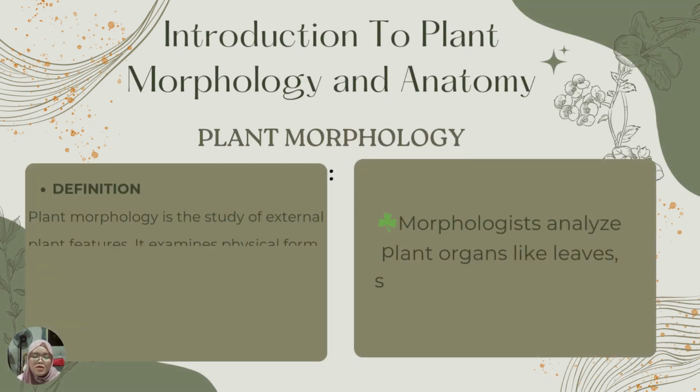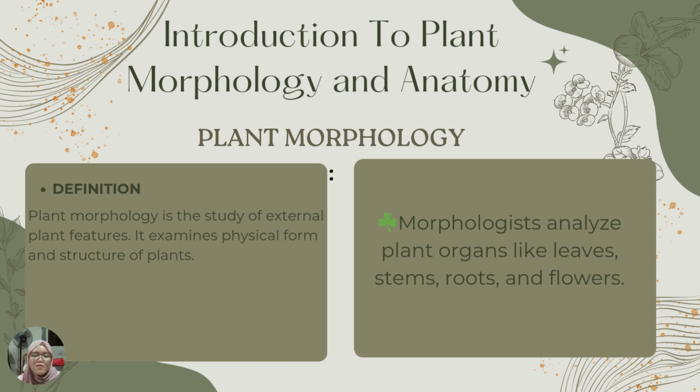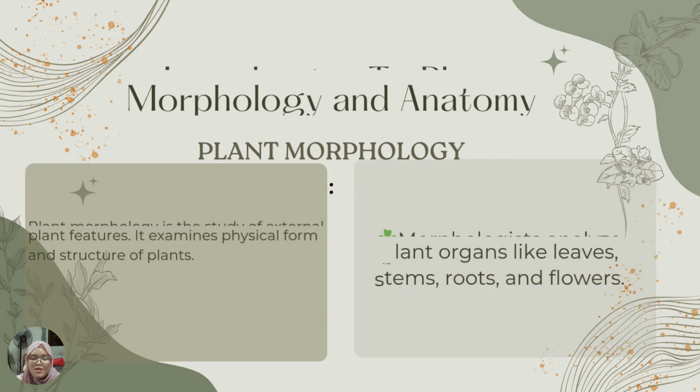Introduction to Plant Morphology and Anatomy. The definition of plant morphology is the study of external plant features. It examines the physical form and structure of plants. Morphologists analyze plant organs like leaves, stems, roots, and flowers.